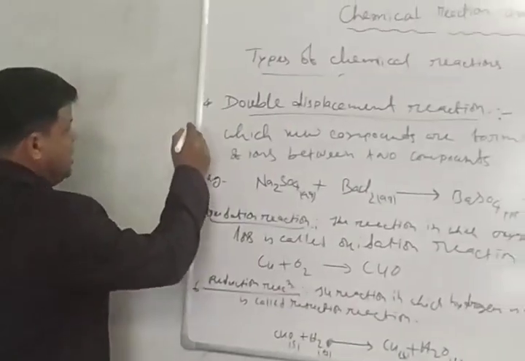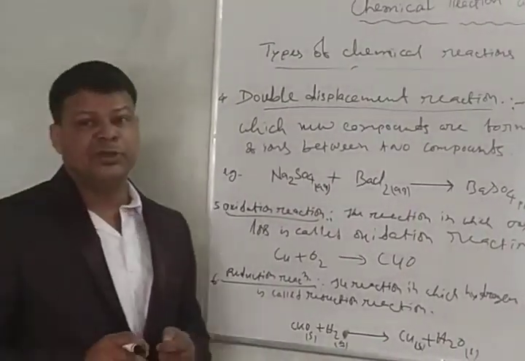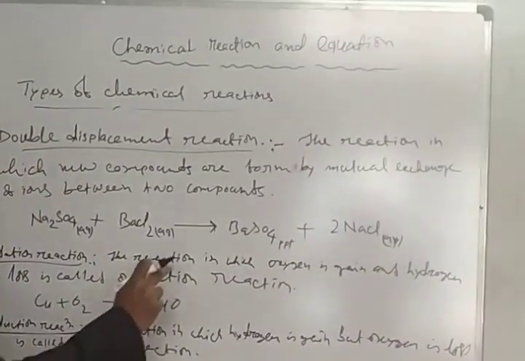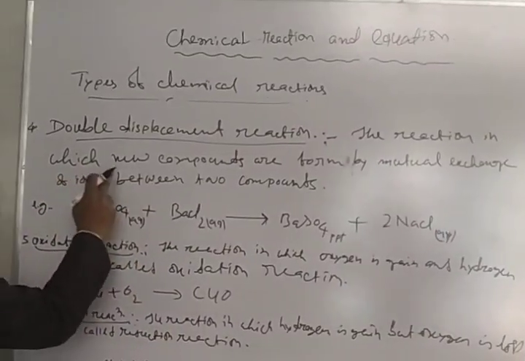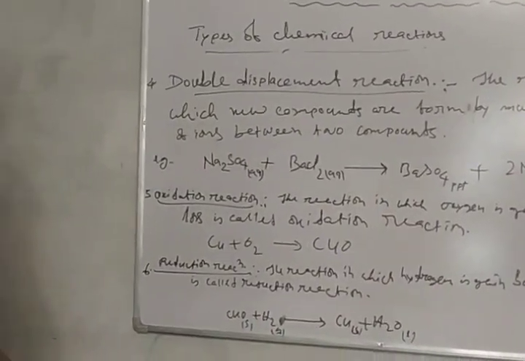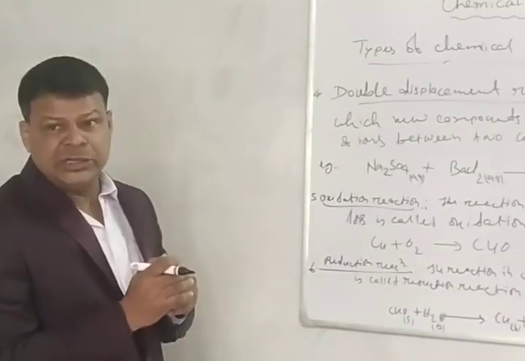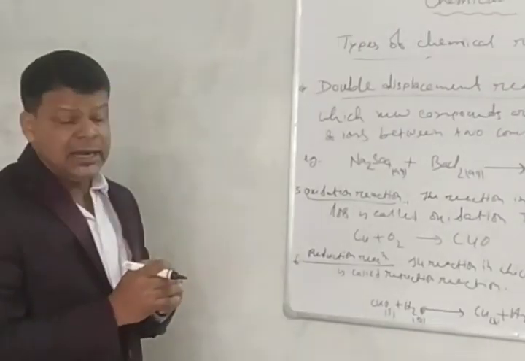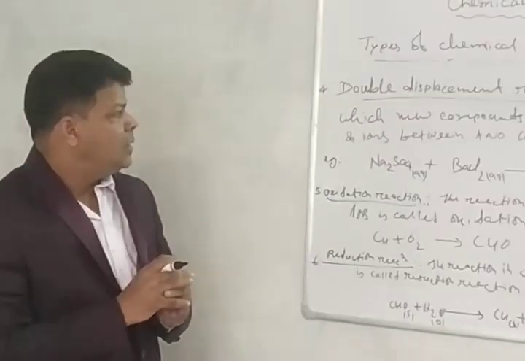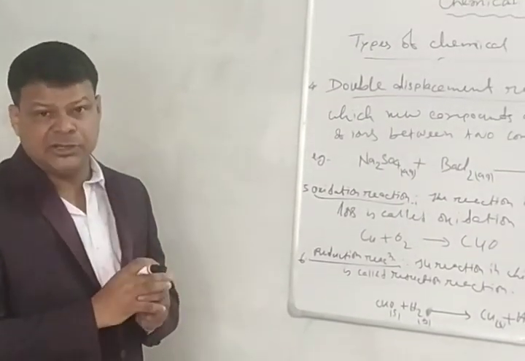That reaction is double displacement reaction. Now, what is double displacement reaction? I have written the definition: the reaction in which new compounds are formed by mutual exchange of ions between two compounds. That means if two compounds react with each other, the mutual exchange of ions takes place. In that case, that reaction is called double displacement reaction.